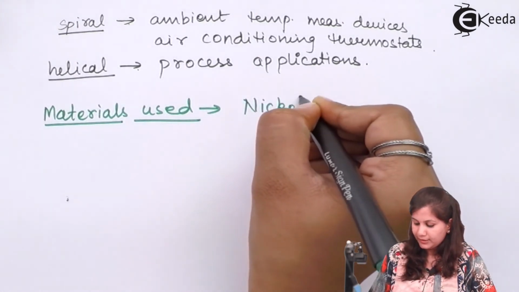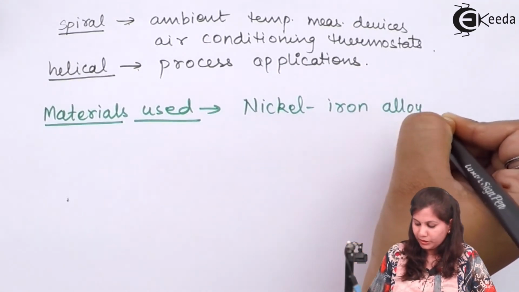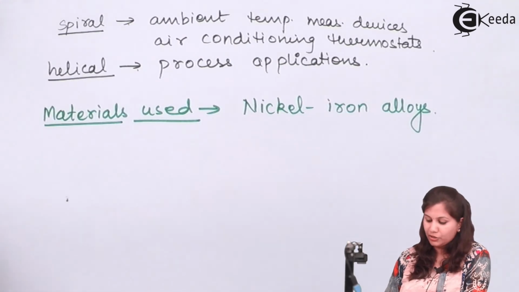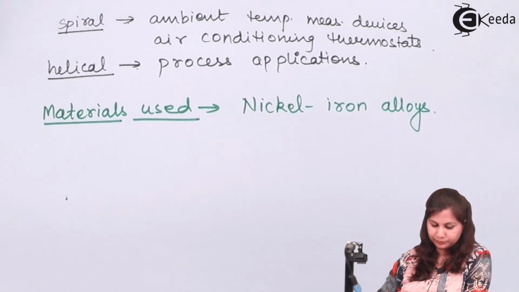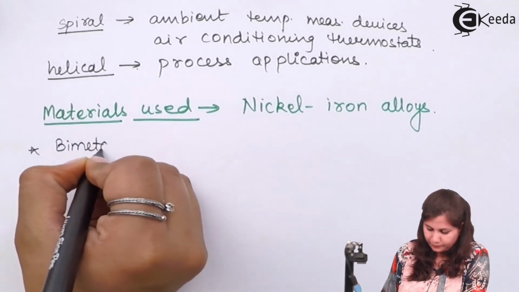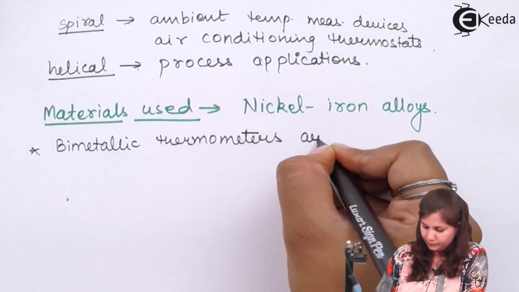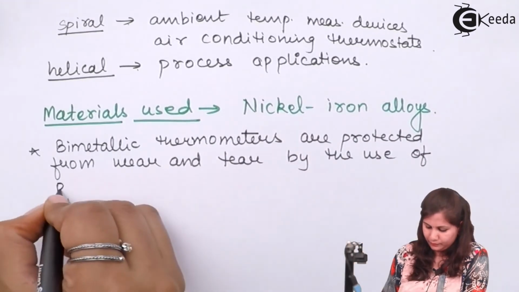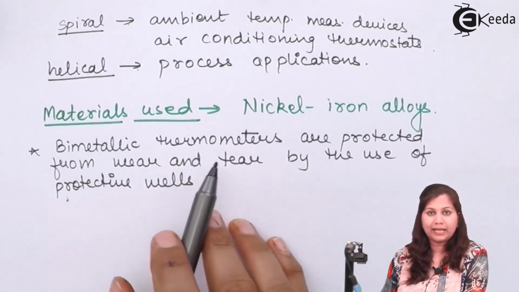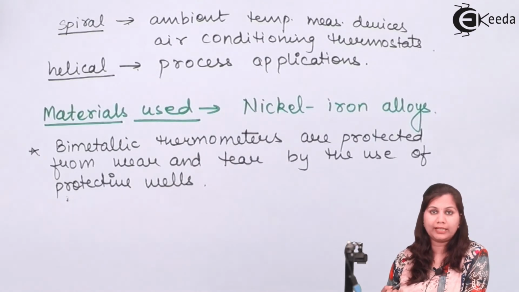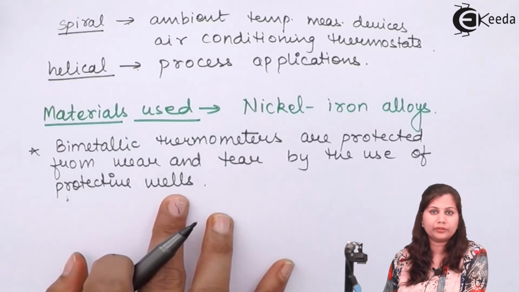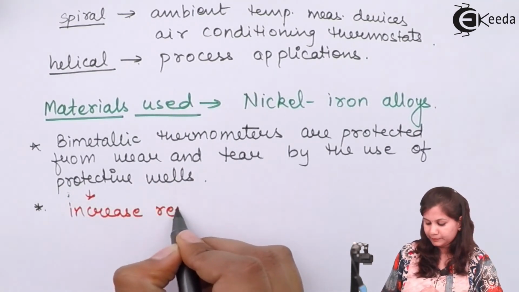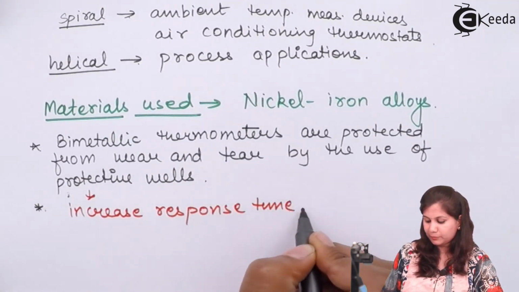An example is nickel iron alloys. They are mostly used for bimetallic strips because they have a very large value of thermal expansion coefficient, so they can be easily used for it. Now, bimetallic thermometers are protected from wear and tear and from damage due to environmental conditions by the use of protective wells. These protective wells increase the response time of the bimetallic thermometers. So they not only protect but also increase their response time.